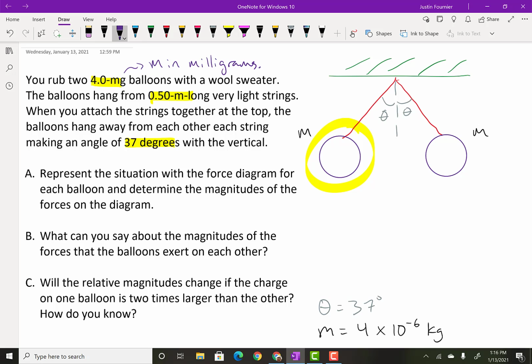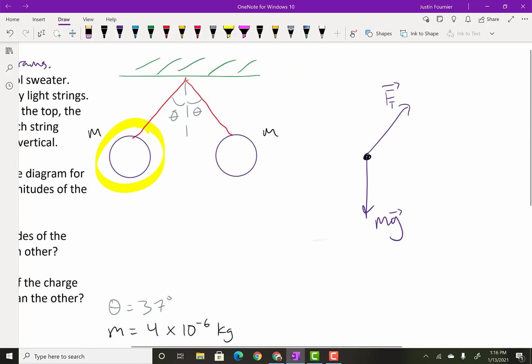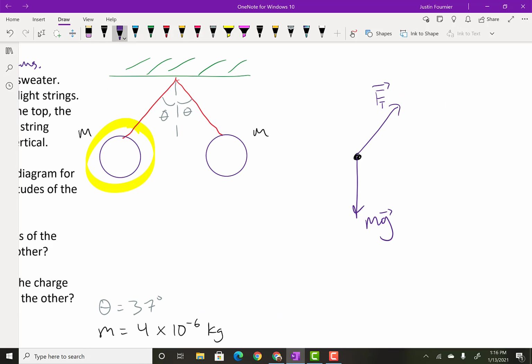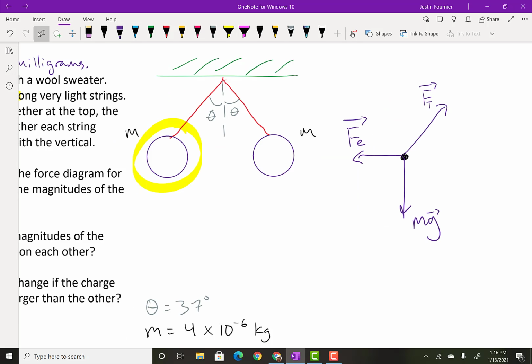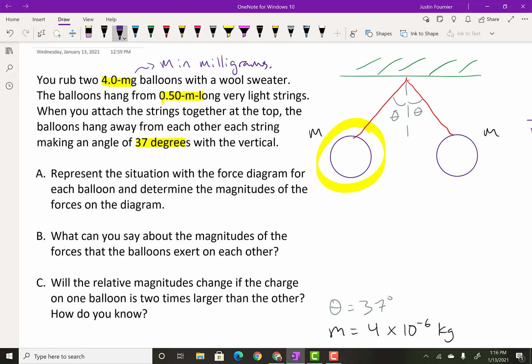And that converts to 4 times 10 to the negative 6 kilograms. And then the other force is the whole reason that these two things are repelled: there's an electric force, a force from the other balloon that's pulling it this way. So there's this electric force like that. And so I'm trying to determine the magnitude of the forces in the diagram.